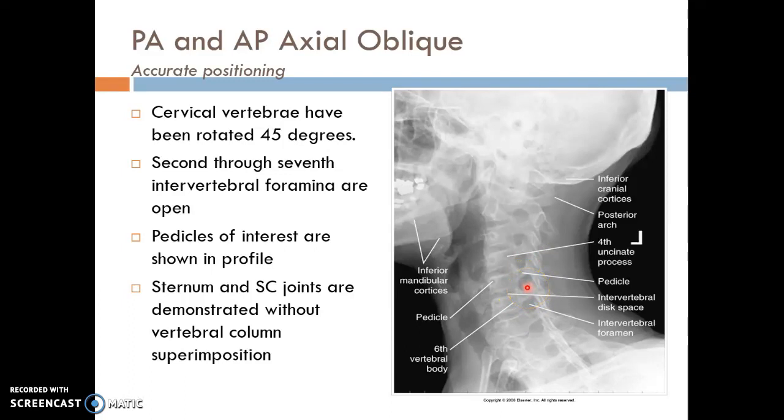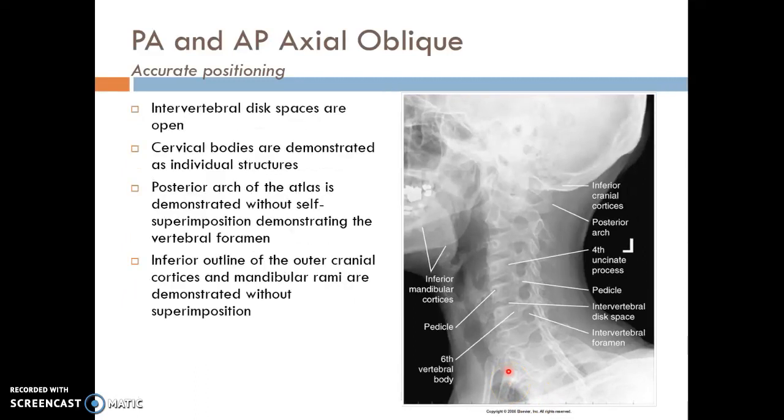The sternum and the SC joints are demonstrated without superimposition with the vertebral column. The intervertebral disc spaces are open. The cervical bodies are demonstrated as individual structures. The posterior arch of the atlas is demonstrated without self-superimposition, demonstrating its vertebral foramina. The inferior outline of the outer cranial cortex and mandibular rami are demonstrated without superimposition.